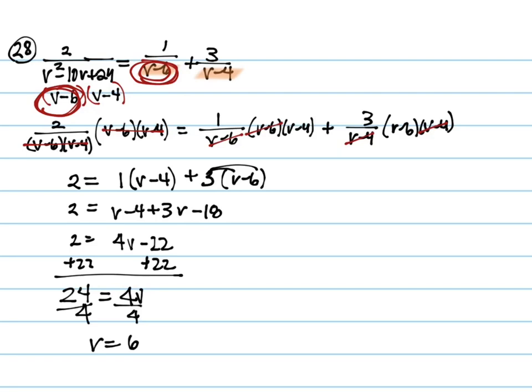So I only found one solution, and the solution I found doesn't work. So what does that mean? Yeah, it means there's no solution, because we know that v cannot equal 6, because it would make a 0 in the denominator.